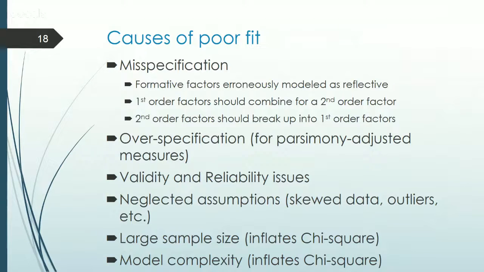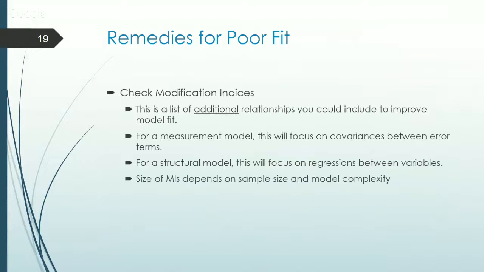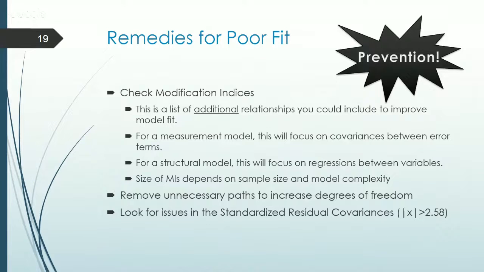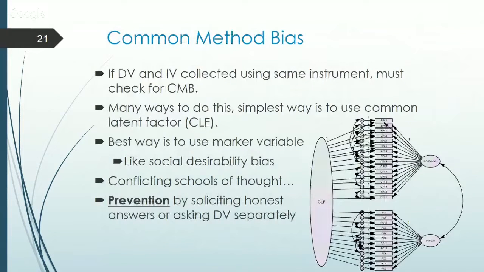Validity and reliability issues we talked about. Neglected assumptions we talked about. Large sample size and model complexity both inflate the chi-square. Remedies, we talked about all of this. Prevention is what I mentioned. That's the biggie. Multi-group invariance we talked about. Common method bias we haven't done yet. Okay, method bias.